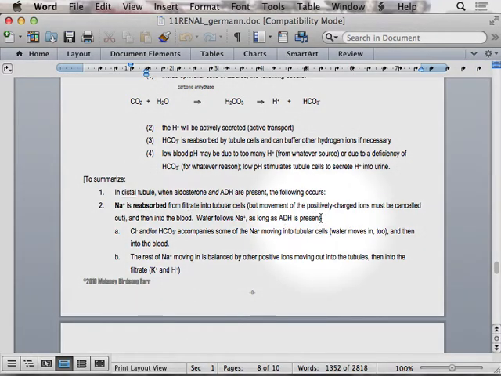So water will follow sodium as long as ADH is present. In order to balance that massive reabsorption of all of those positive ions, generally you also have reabsorption of the negative ions, and that is HCO3 minus. You don't control it though, it just moves with the sodium. And chloride. So those are reabsorbed as well. They're reabsorbed all along the tube, but you don't usually have to worry about them.